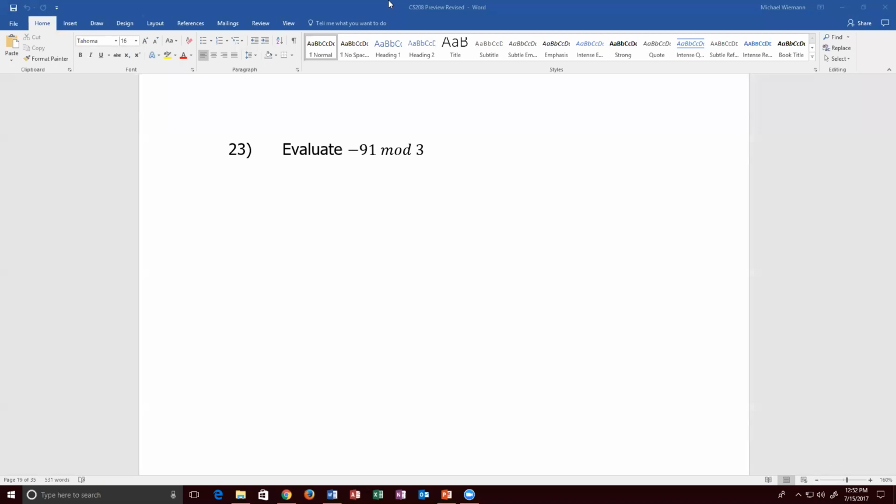Okay, for problem number 23 here, you'll notice our initial value starts out as negative. This is going to require some manipulation to get our remainder to be positive. This one was discussed back in the week 4, week 5 time frame. But let's set up our initial n equals qd plus r. There's my n. There is my divisor.